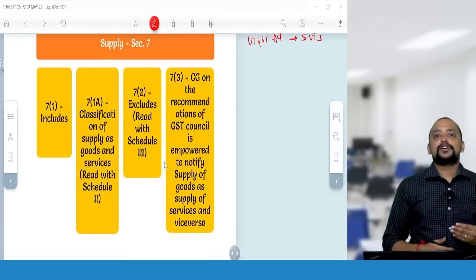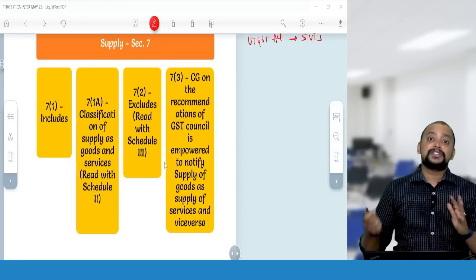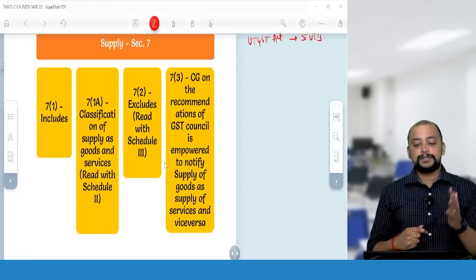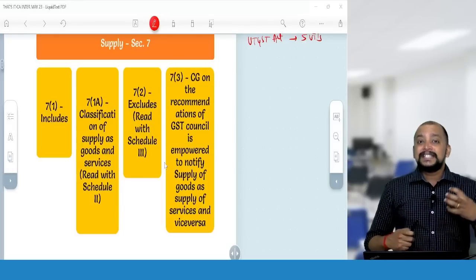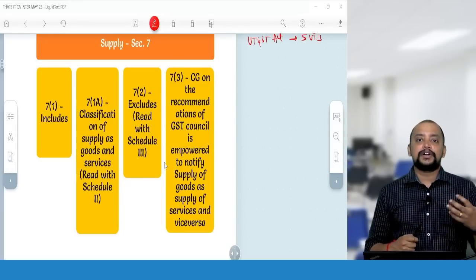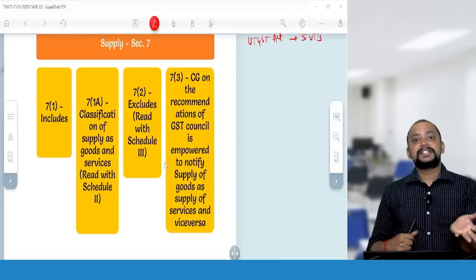7 subsection 1 talks about inclusion. 7 subsection 1a talks about classification of supply into goods or services. 7 subsection 2 covers exclusions from the meaning of supply. 7 subsection 3: the central government, on the recommendations of the council, is empowered to classify supply of goods as supply of services and vice versa.